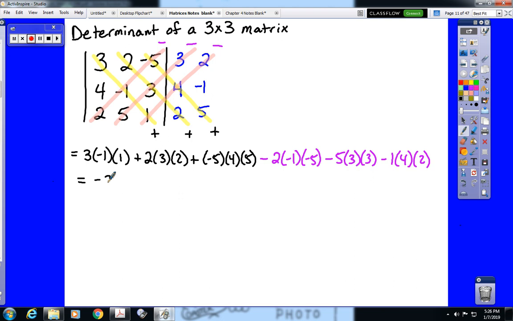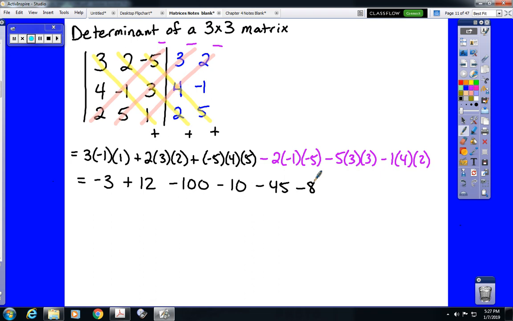And we're just basically going to put that in and simplify that down to a single number. So that would be -3 plus 12 minus 100 minus 10 minus 45 minus 8. And we're simply going to add all those numbers together, which will give us the determinant of this 3 by 3 matrix as being -154.